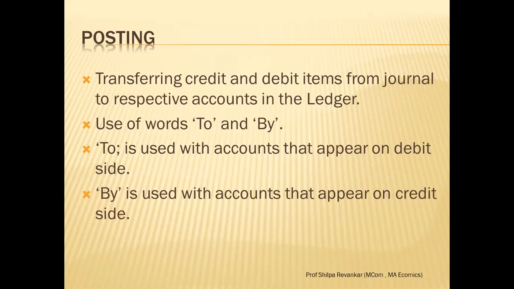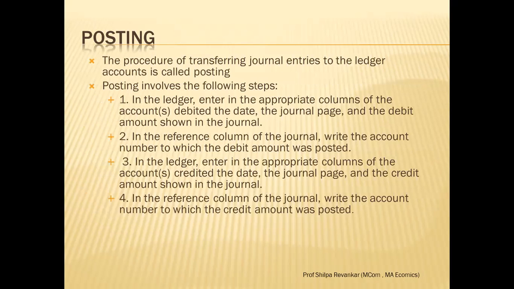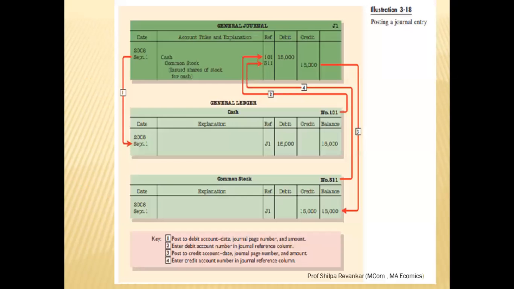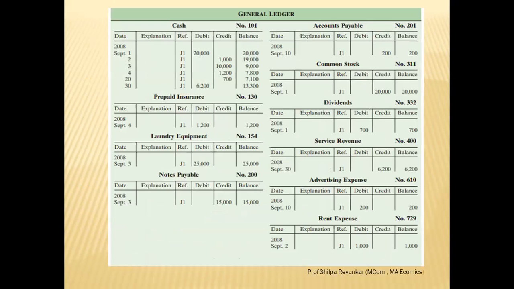Then we have a term called posting. Now what is posting? Posting is referring to the journal and transferring the amount of credit and debit items into the different accounts which have been opened in a ledger. Okay, so the procedure for posting is something like this. In the ledger, you have to enter the appropriate columns. Say a ledger is something like this. See here you can see. So this is a ledger.